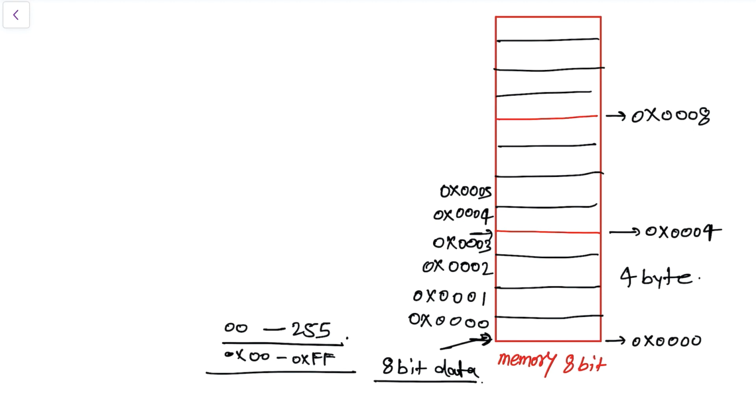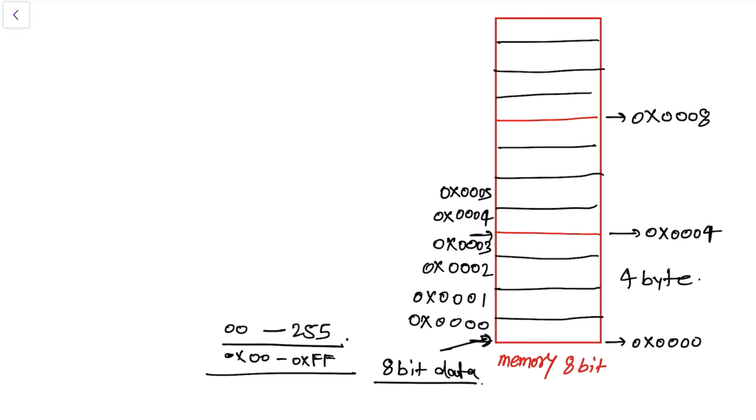Suppose you have 32-bit data. In most ARM architectures, the data is 32-bit if it is running in ARM mode, and the instruction set is also 32-bit, but in Thumb mode it is 16-bit. So let's consider it is 32-bit. Then how will the data be stored?